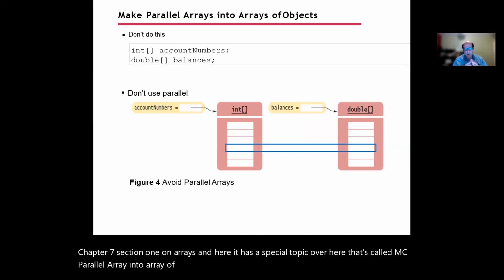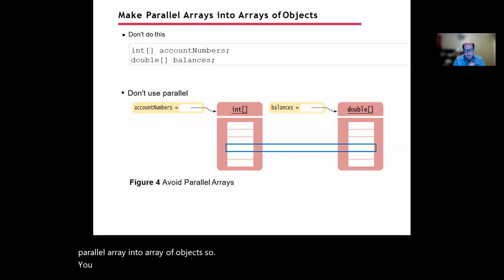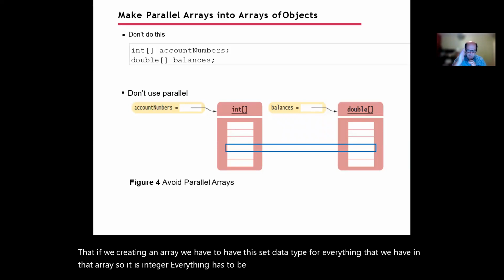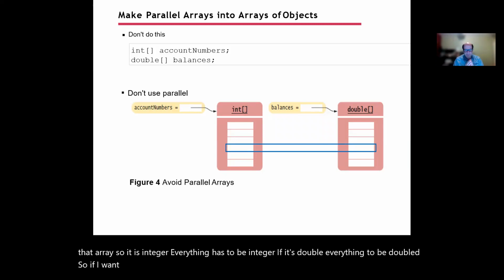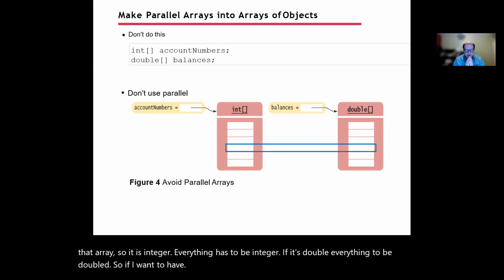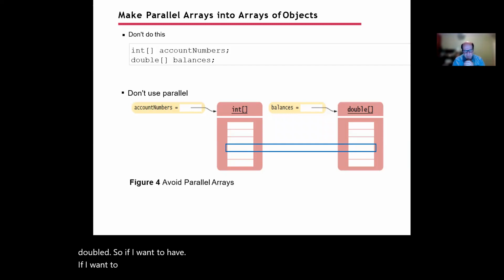So you know that if we're creating an array, we have to have the set data type for everything that we have in that array. So if it's integer, everything has to be integer. If it's double, everything has to be double. So if I want to have my student name and my student test scores, then I have to have parallel arrays, one for the names.